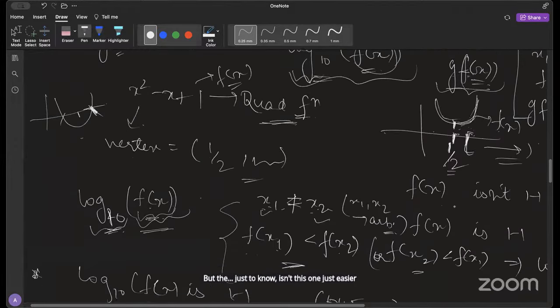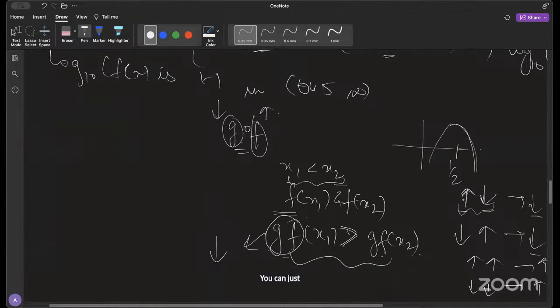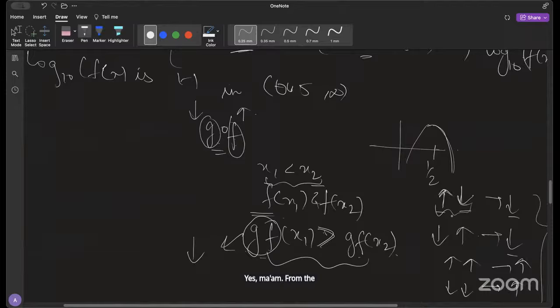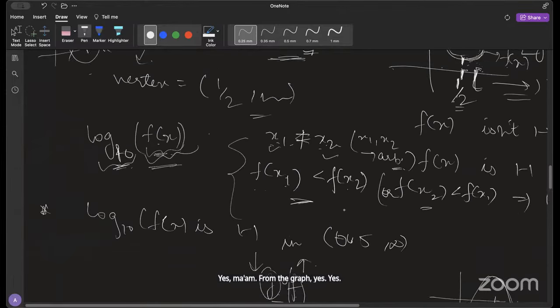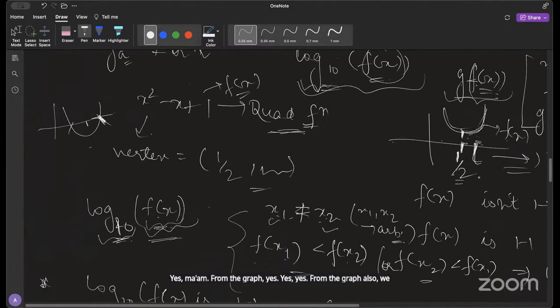Because you can just look at the functions and tell, the two functions composed together, from the graph, it's just easier. Yes, from the graph also, we can say the same thing.